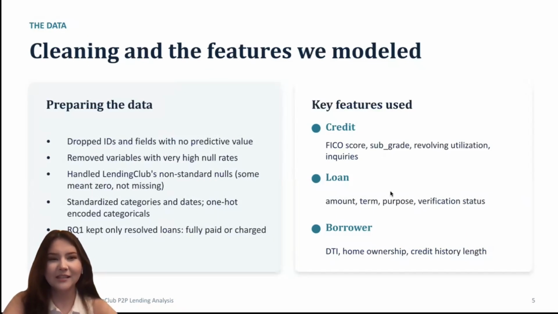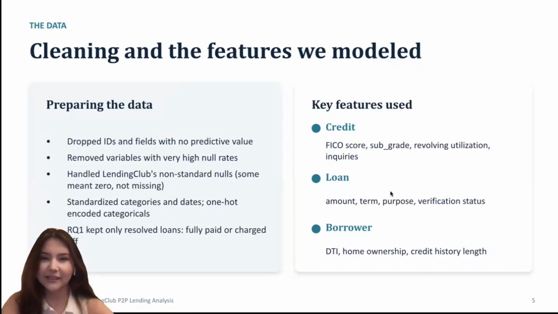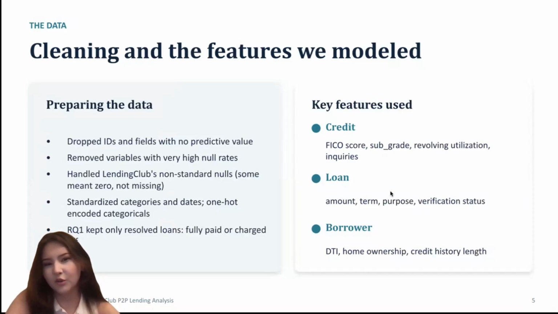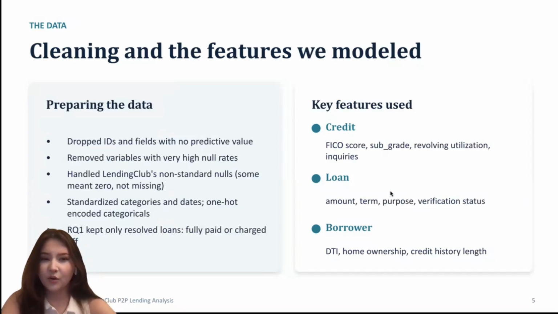Hello. In this slide, we're going to go over the cleaning of the data and the features that we selected. Before we could run any models, we had to get the data into a usable state. The raw Lending Club dataset started with 151 variables across 2.26 million loans. We dropped features that held zero predictive value, like the URL or member ID. For both research questions, we removed variables with very high null rates, with a threshold of 50%.